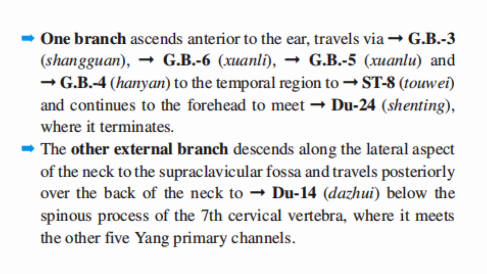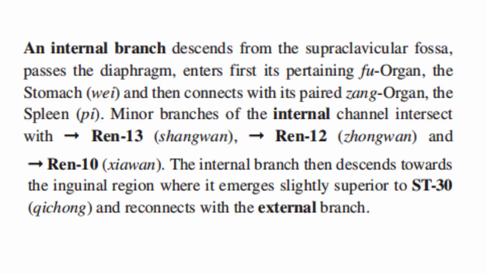temporal region, to Stomach 8, and continues to the forehead to meet Du 24, where it terminates. The other external branch descends along the lateral aspect of the neck to the supraclavicular fossa and travels posteriorly over the back of the neck to Du 14, below the spinous process of the 7th cervical vertebra, where it meets the other 5 yang primary channels.